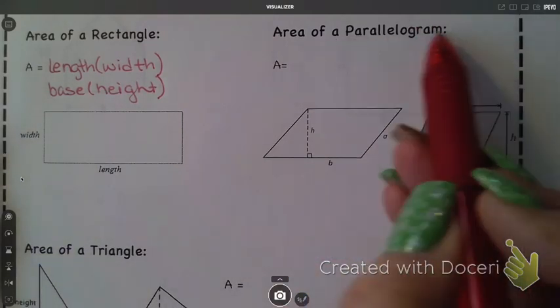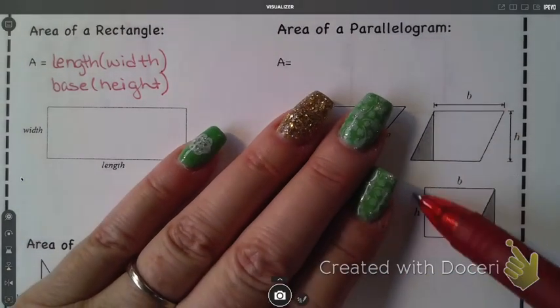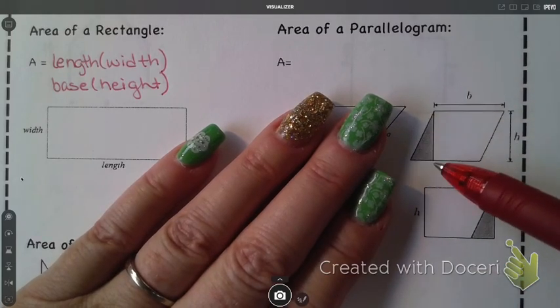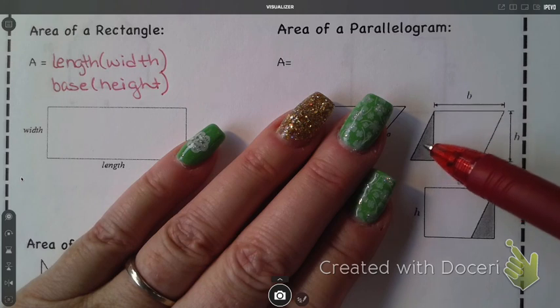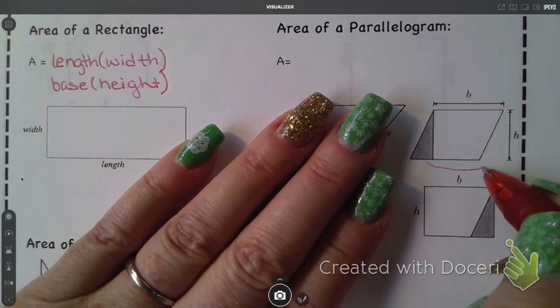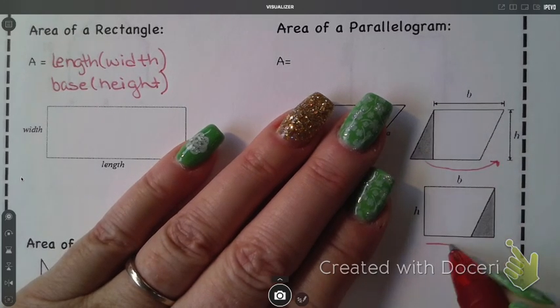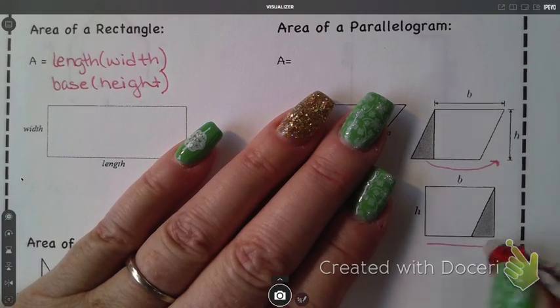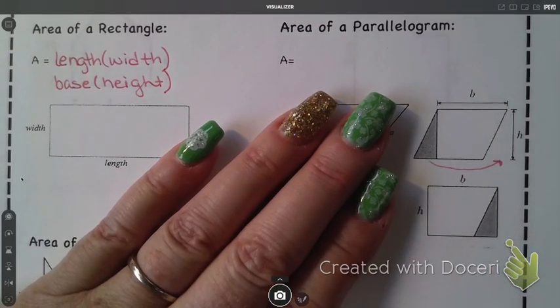Okay, so this is a parallelogram, right? Look at this picture on the side right here, where I'm circling. If I take this shaded triangle and I cut it off, and I move it over to this side, I get this shape. What shape is that? It's a rectangle. Why can't I say it's a square? We don't know if it is. Every square is a rectangle. Is every rectangle a square? No. So I can say it's a rectangle, but I can't say it's a square.